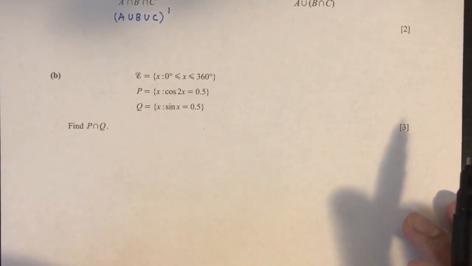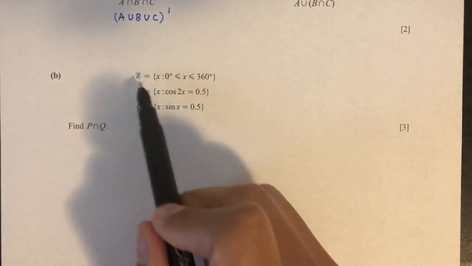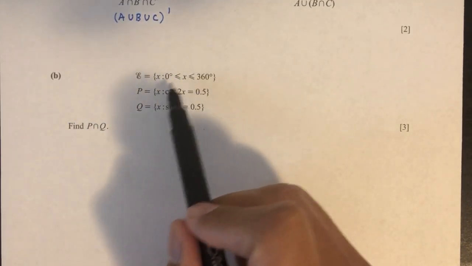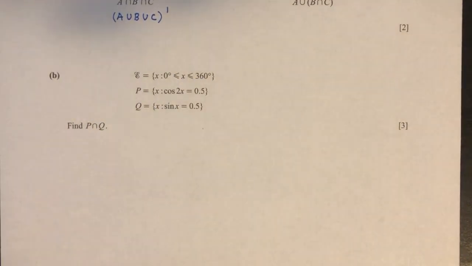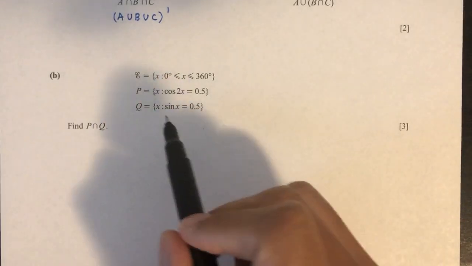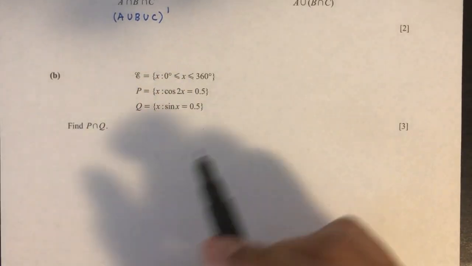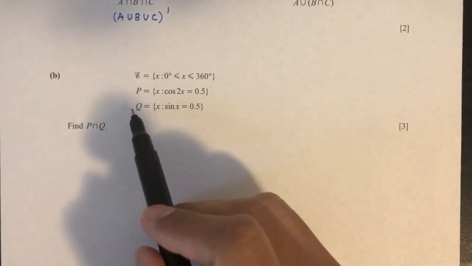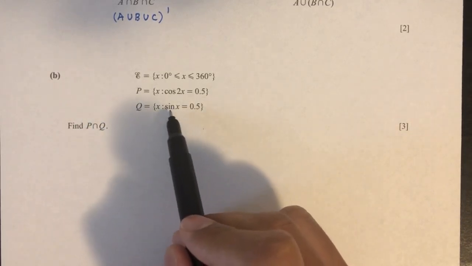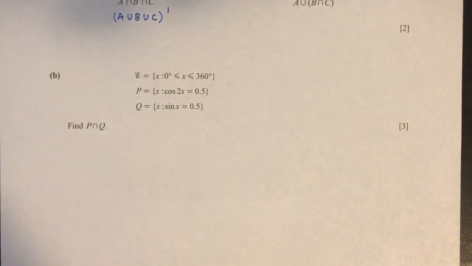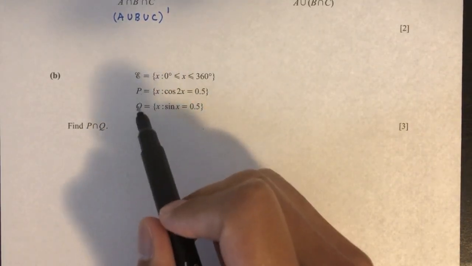Moving on to part B. So we have the universal set for x. X is between 0 to 360. Now we have a set P defined as cos 2x equal to 0.5. And we have a set Q, which is sin x equal to 0.5. So let's try to find the values of P and Q.